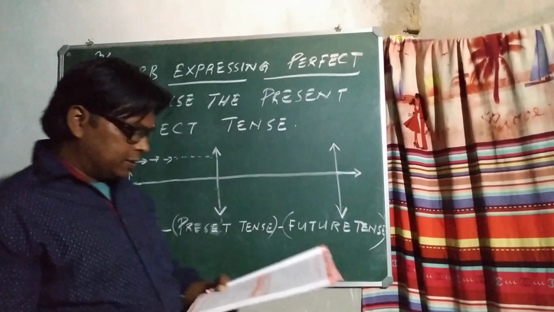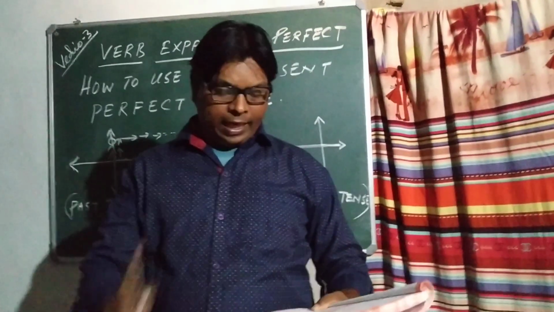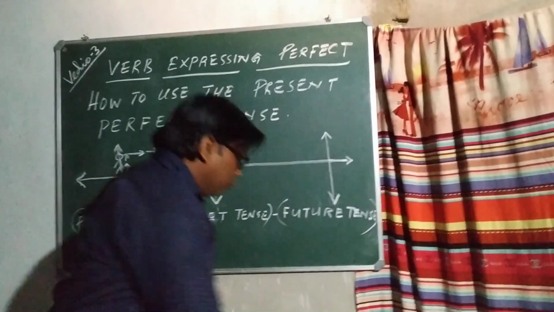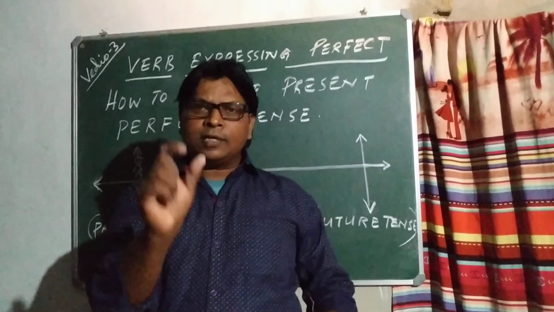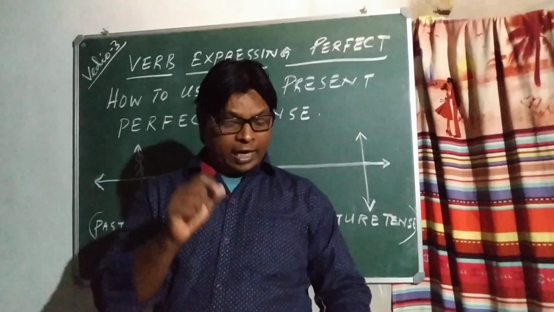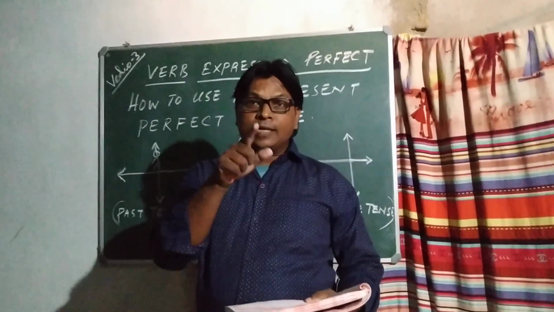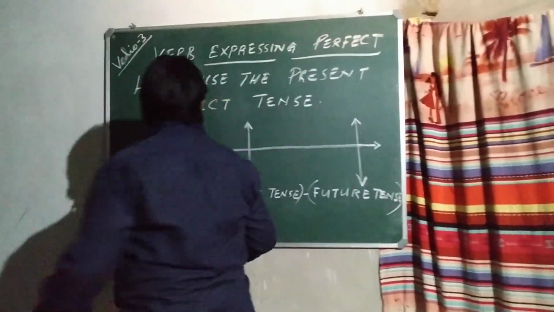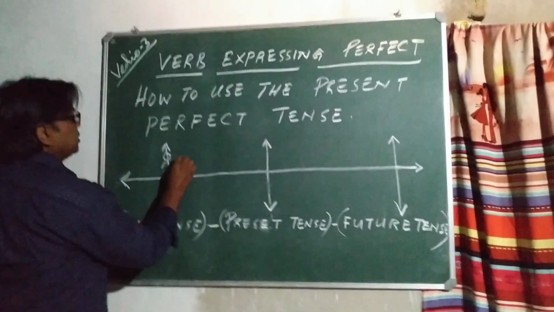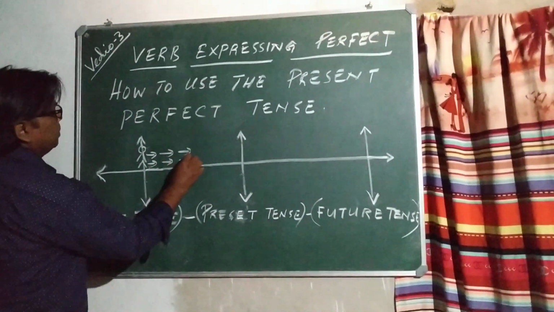The fourth point is to describe an action that is repeated. Here is how the graph will be. Children, this is a little difficult to understand, but I will make you understand how it is. The action that is repeated.